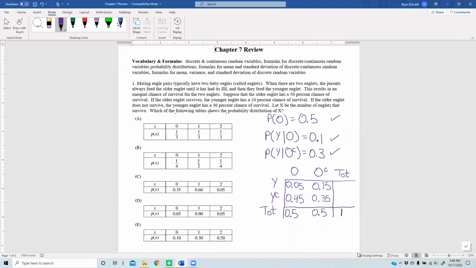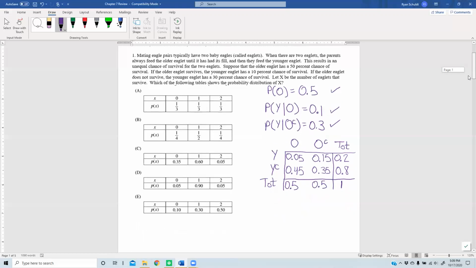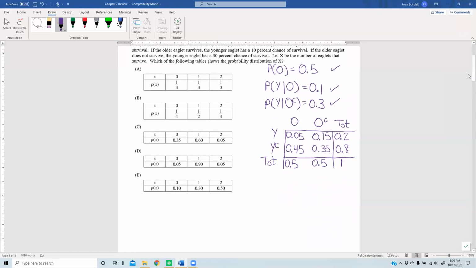So if I wanted to complete my table for this problem, you didn't have to, but we've done it this far, why not finish it? The probability the young survives period would be 0.2. Probability he dies is 0.8. Okay, they don't ask us for this table. They say, let me scroll down some. They say X equals the number of surviving.